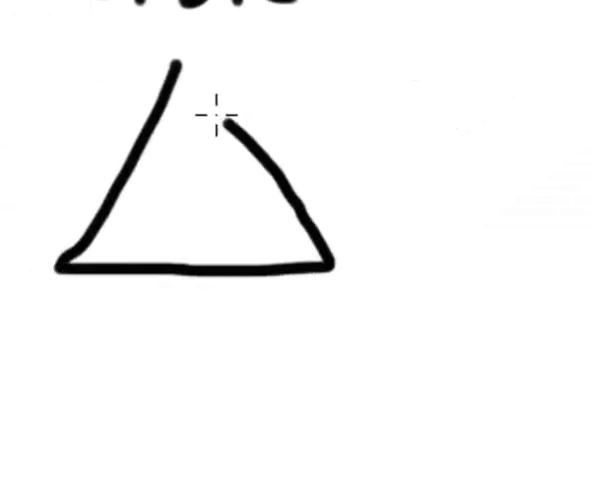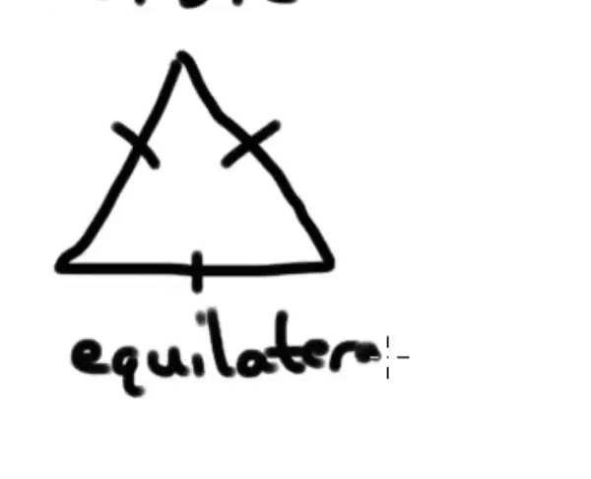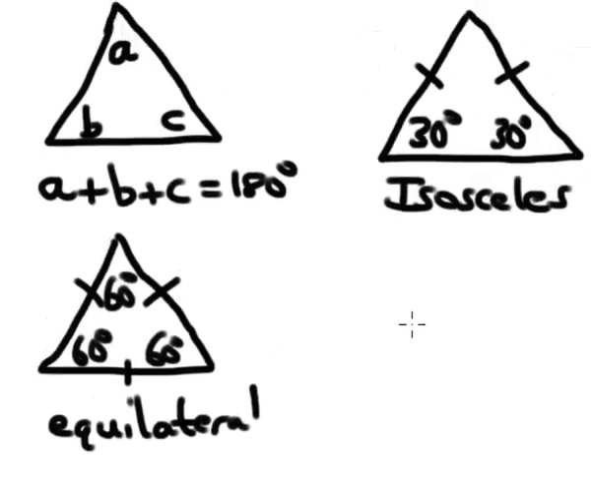Equilateral, if you have an equilateral, all the sides are equal, so that's equilateral. And if you remember, all the inside angles added up to 180 degrees, but they were all equal, so they are 60 degrees each. Okay, so those were some important principles of triangles that you needed from grade 8 days.